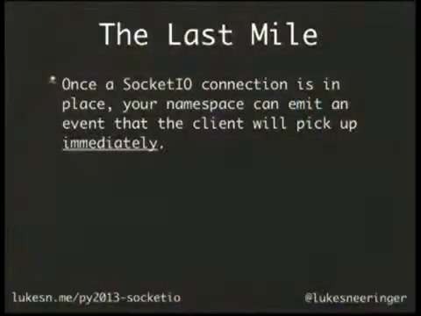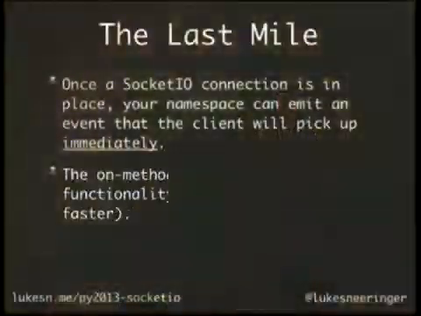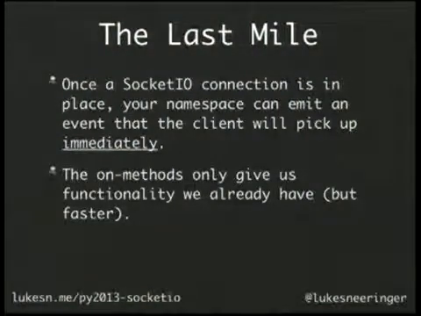One last thing is the last mile. Once a SocketIO connection is in place, your namespace can emit an event which the client will now immediately pick up. Whenever you send self.emit with some amount of event and some amount of data, it will hit your client essentially immediately, provided there's no network interference or anything along that line. But the on method is really only giving us functionality we already have, albeit faster. Client makes a connection, it sends something down. There isn't any real way to get into this class, into this namespace class, and send stuff in.